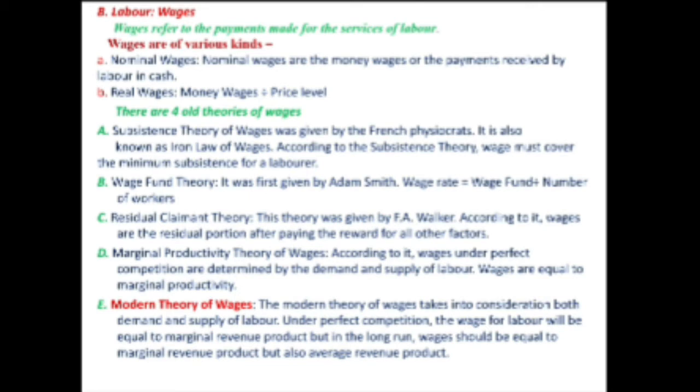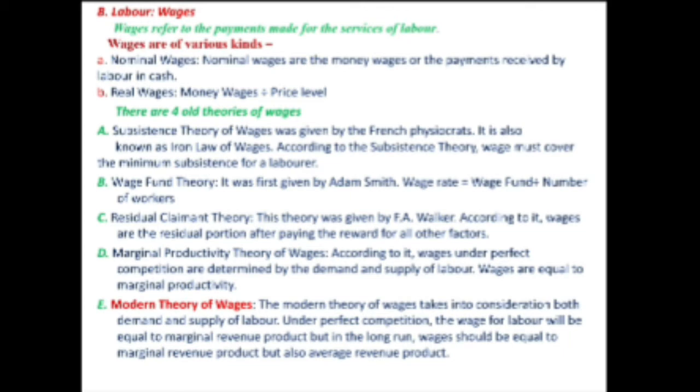Now we have 4 important theories of wages given by the classical and neoclassical economists. The first theory is known as the subsistence theory of wages. The subsistence theory of wages was given by the French physiocrats. It is also known as iron law of wages. According to the subsistence theory, wage must cover the minimum subsistence for a laborer.